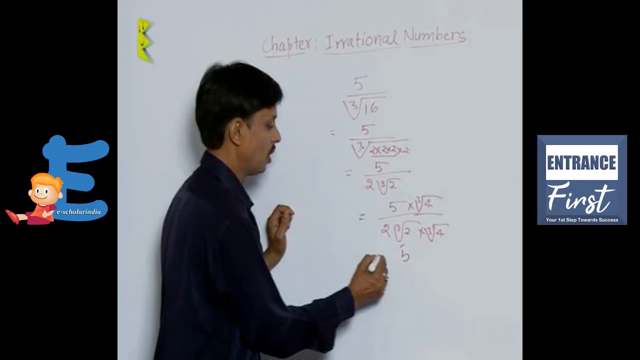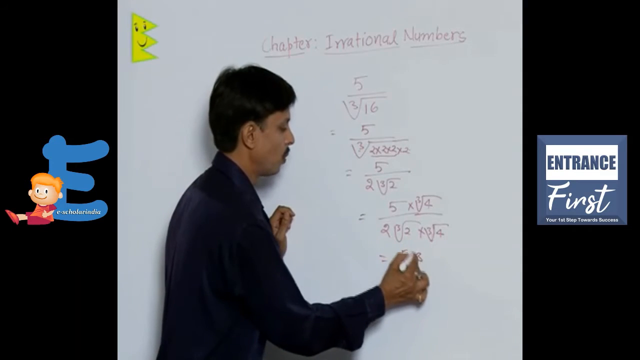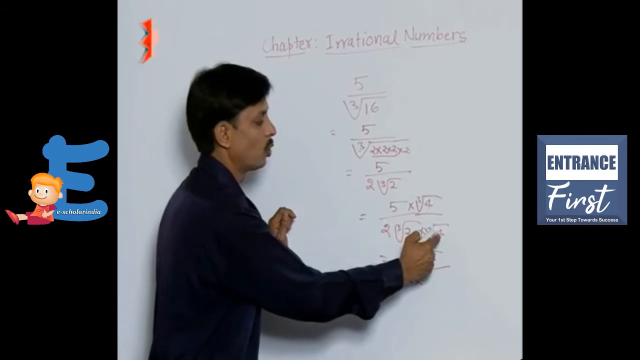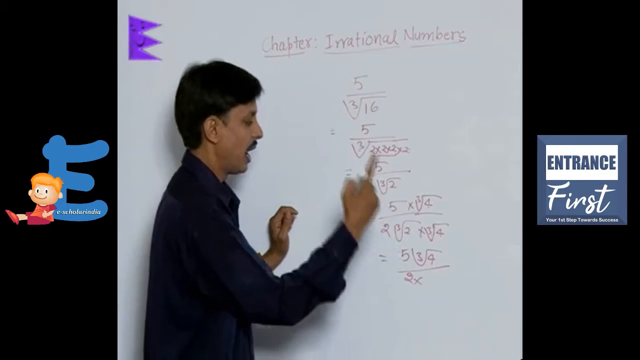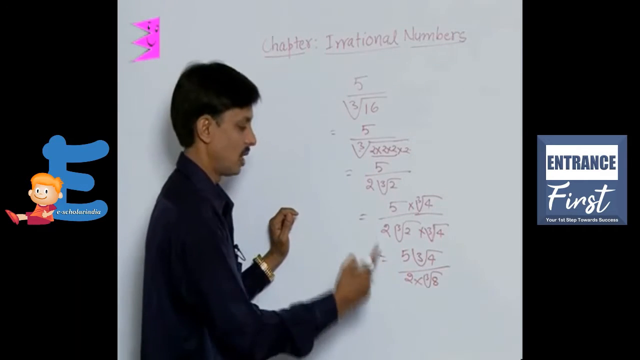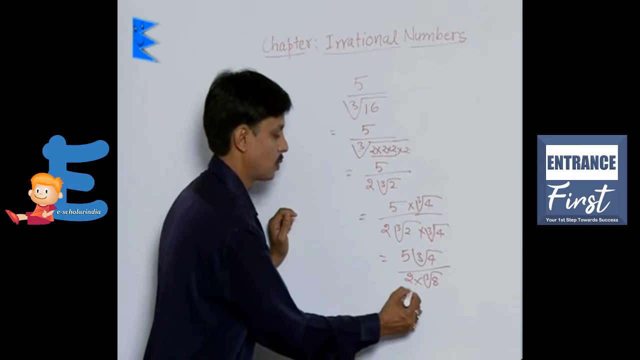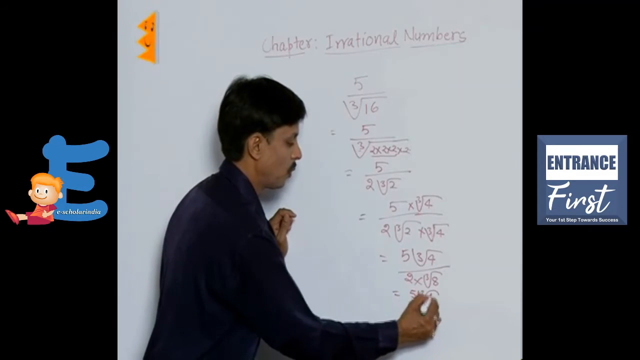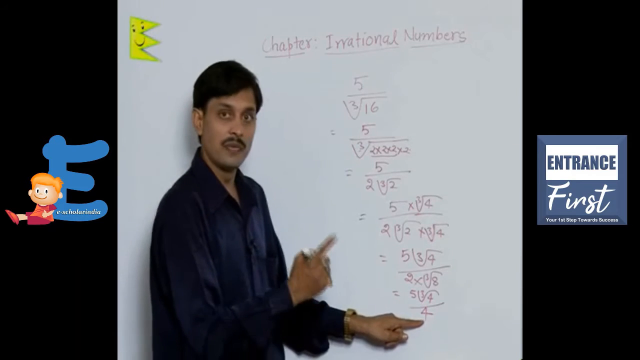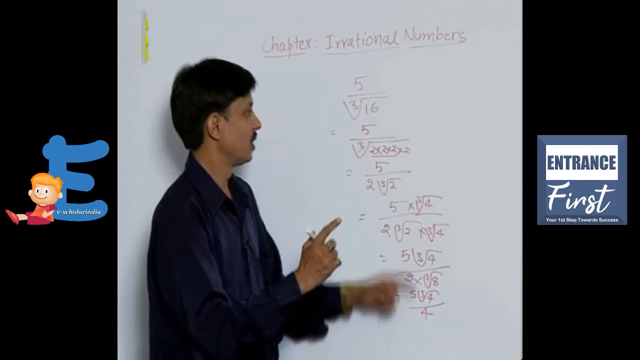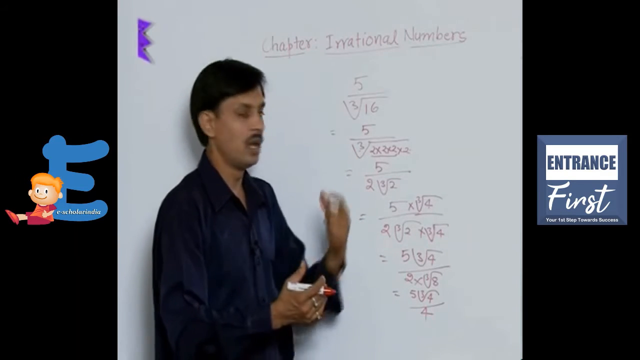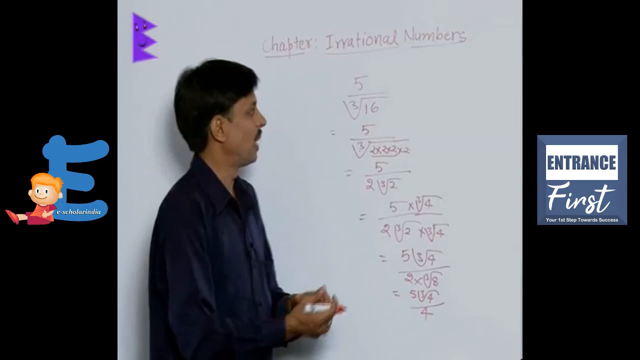This gives me 5 into cube root of 4 divided by 2 into cube root of 2 into cube root of 4, which becomes cube root of 8, and cube root of 8 can be said as the number 2. So the answer comes 5 cube root of 4 upon 2 into 2, which becomes 4. So now the denominator is rationalized. So whenever any question is given to rationalize the denominator, we need to think of the simplest number.